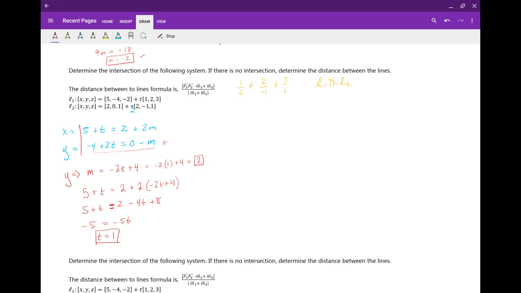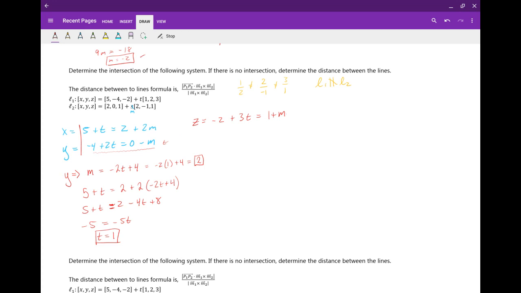Now I'm going to check the z component. I'm going to save some space because I know this isn't going to work out. So I'm going to go negative 2 plus 3t, and my z component for line 2 is 1 plus m. Remember, this stuff is always coming from the x component for line 1, the y component for line 1, the z component for line 1. This is the x component for line 2, the y component for line 2, and the z component for line 2.